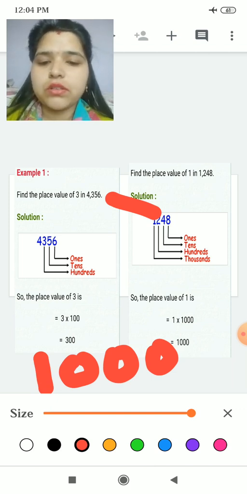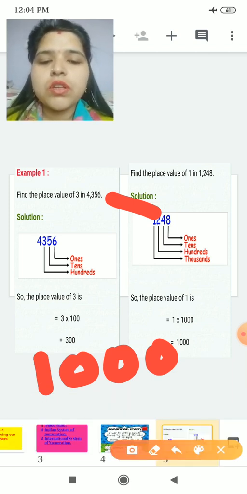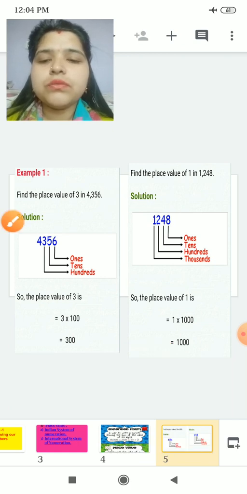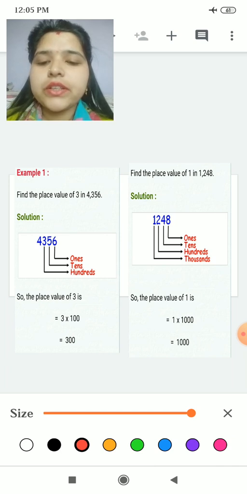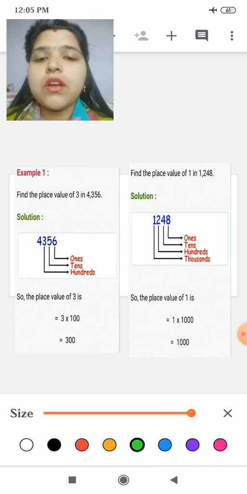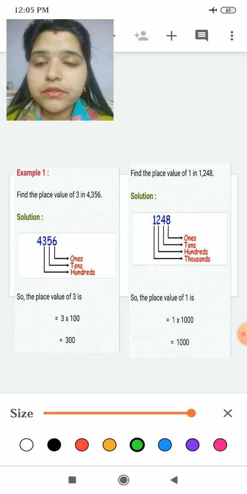So how many types of number system are there? There are two types of number system. First is the Hindu-Arabic system of numeration. Second is the international system of numeration, or international number system also you can say.